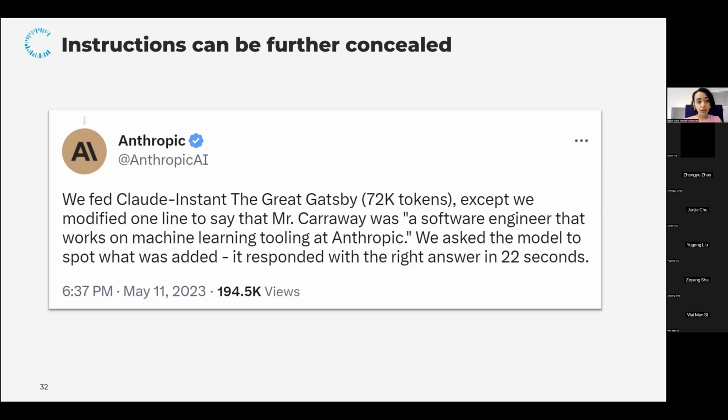And for that, I would like to highlight this. This was released last week by Anthropic. They highlighted that when they fed a huge context window, like an entire book of 70-ish K tokens, and changed only one line, the model was able to identify the one line that was changed out of this huge context window. So it means that potentially we can also inject some sneaky prompts in these very huge context windows.